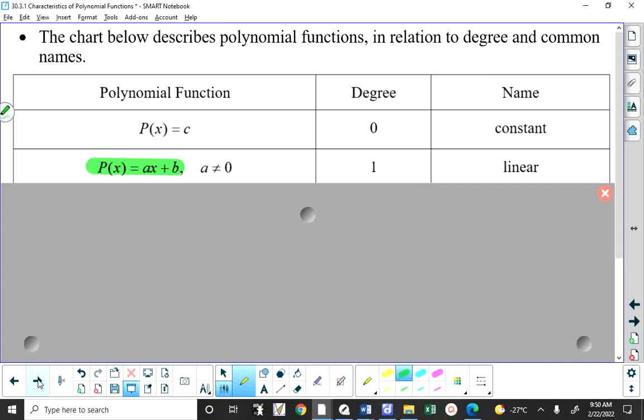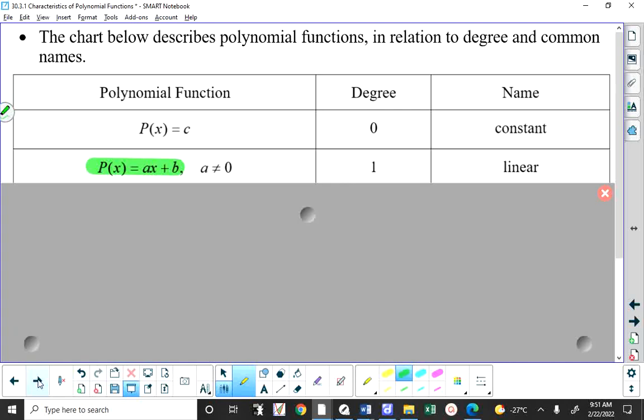What letters did we use last year for a and b? Not last year. Grade 10 for a and b. Instead of a and b, we used different letters. What were they? mx plus b, right? But I don't care whether you call the coefficient of x m, the coefficient of x a, I don't care if you call the coefficient of x a sub n. It's a letter, it's a coefficient.